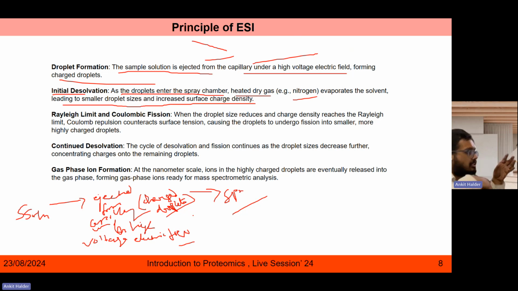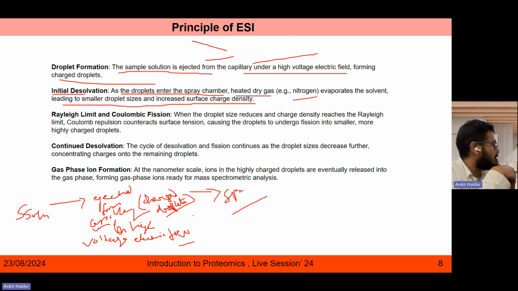So first of all, you can imagine that you have the solution. It was ejected from the capillary under high voltage, forming charged droplets. Now this process is also known as desolvation. When the droplet enters the spray chamber, heated dry gas, that is the nitrogen, evaporates the solvent, leading to smaller droplet sizes and an increase in your surface charge density.